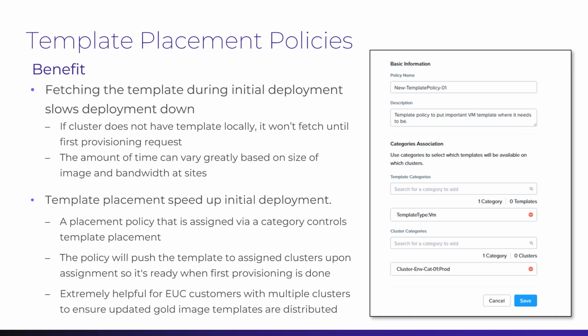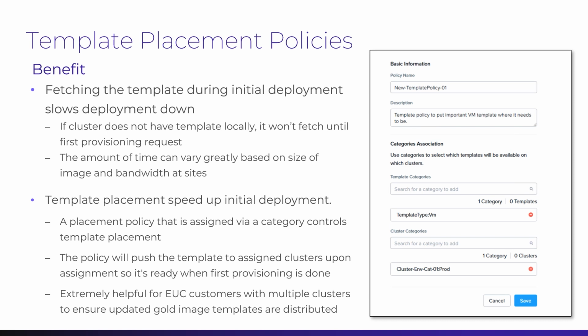You'll create a template policy. You'll choose the category that was selected for your template. And then as part of the policy, also choose a category that is assigned to a cluster or multiple clusters so that this template gets pushed out to them. So creating the policy is very simple. You give it a name, you pick a category for the template, and pick a category for the cluster or clusters. And then it will push this out at the time of creation.